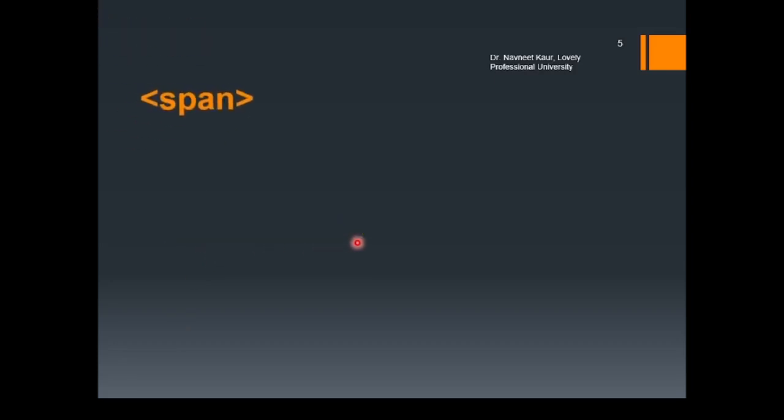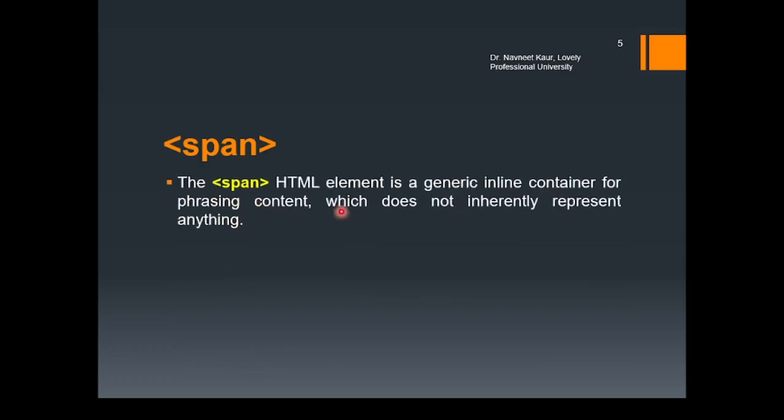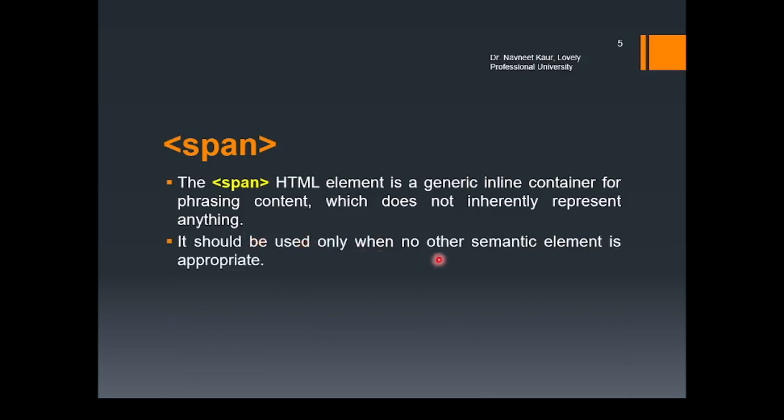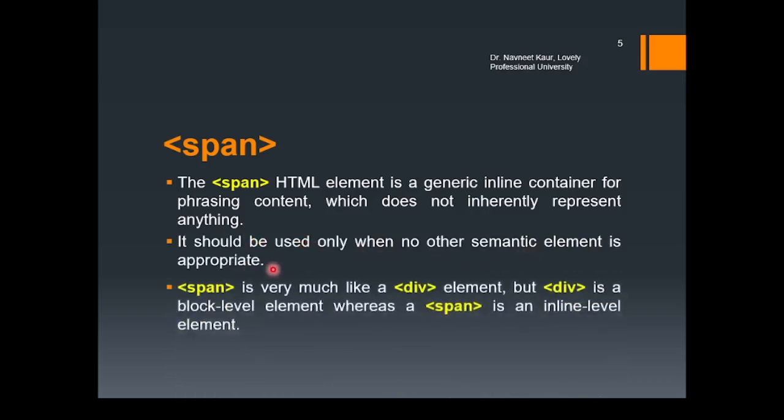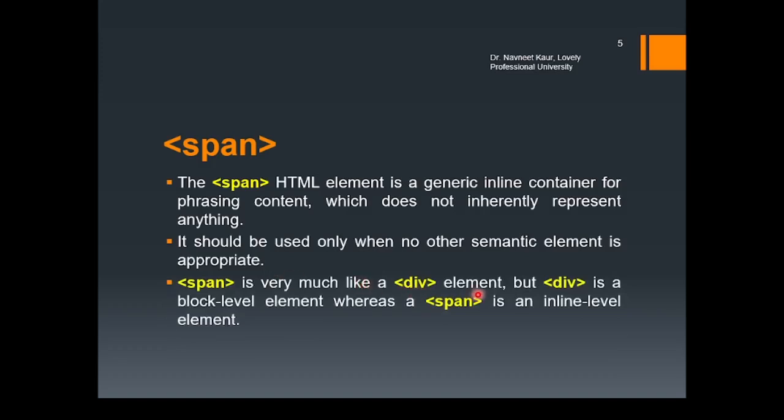Next is span tag. The span HTML element is a generic inline container for phrasing content which does not inherently represent anything. Means that it's actually a non-semantic element. It should be used only when no other semantic element is appropriate. A span is very much like a div element, but div is a block level, whereas the span is an inline level element.